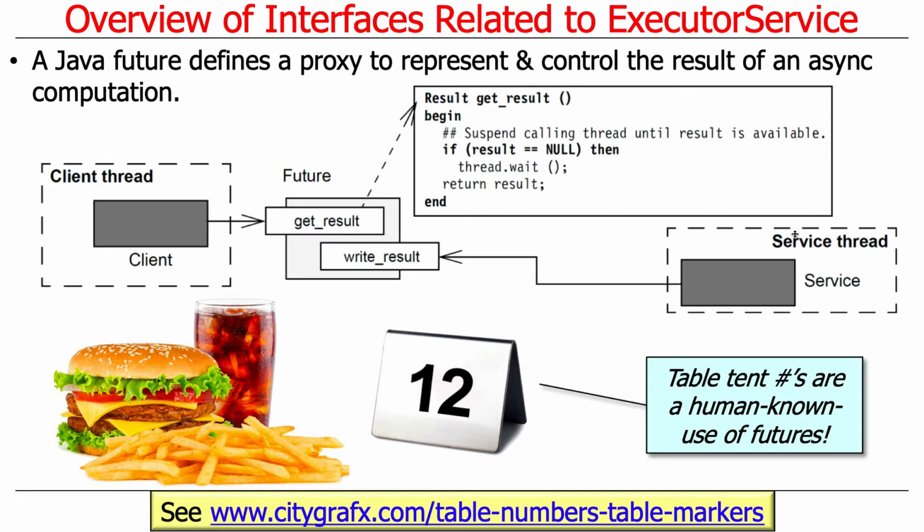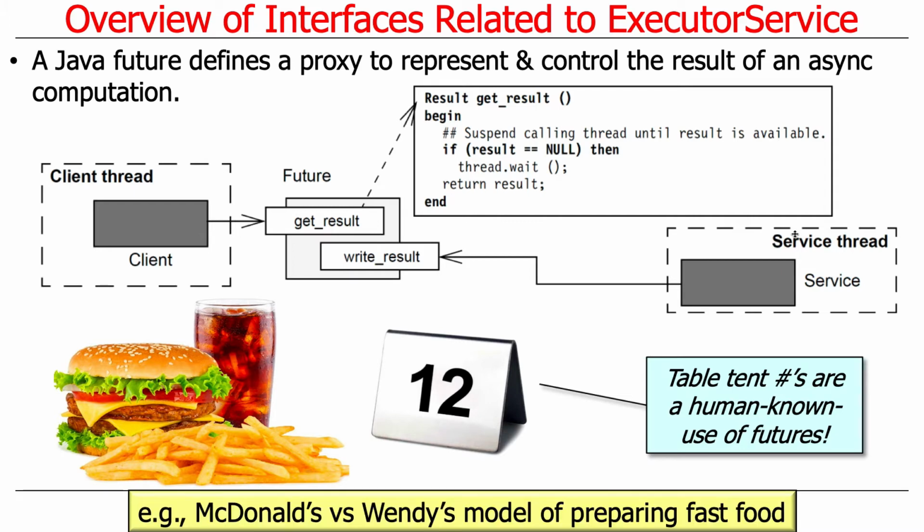If you go to certain fast food restaurants like a Wendy's and you order food, they won't actually bring the food right to you. They'll give you either a table tent number or a slip of paper with a number on it. Right? That's the future. That's a token that can be redeemed to match your order with whatever you ordered when it's finished. There are other types of restaurants that have a different model, and we'll talk about the different models. So think about this from that point of view.